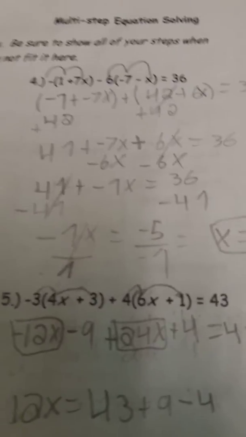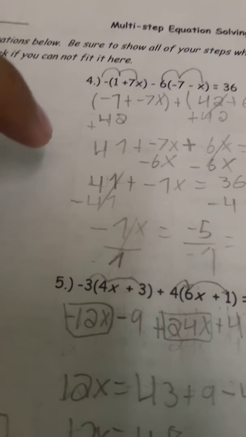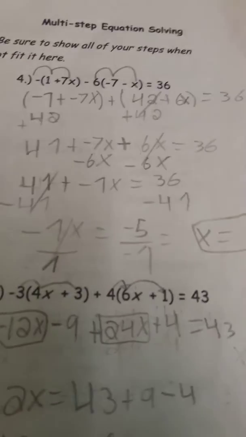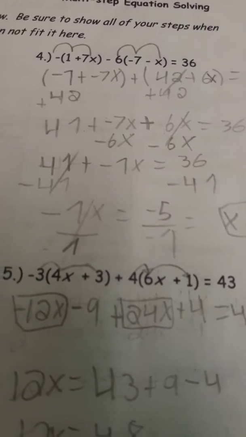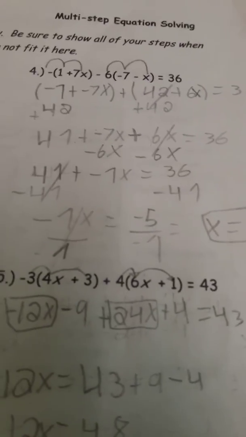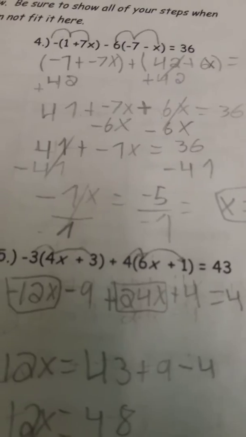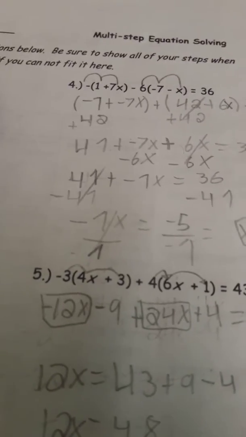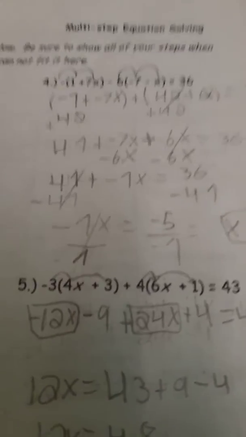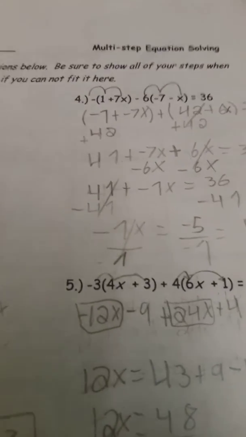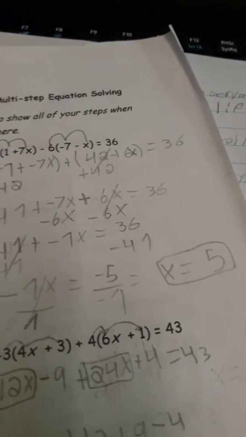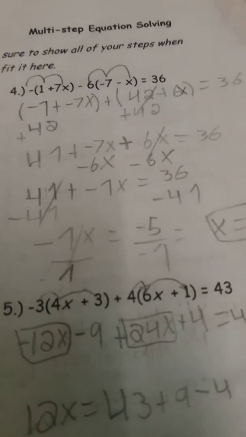Then I do negative 41 by both sides, and then 36 minus 41, and you get negative 5. And then bring negative 1 down, divide by negative 1, cross it out, leave x alone. Then negative 5 divided by negative 1 equals 5.